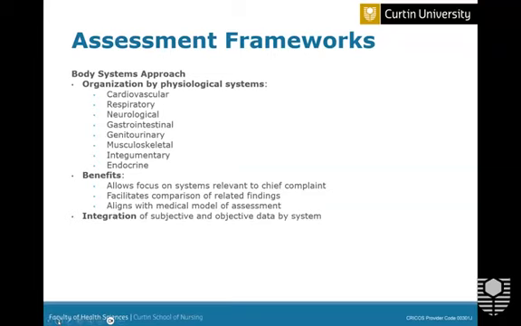And often what this system does is actually works with a biomedical model of assessment, and you'll find that often it's an approach that's used in, let's say, acute sectors, or let's say in ICU, for example, where we need to know what's happening physiologically at each system level. So what it does is integrates subjective and objective data by system.